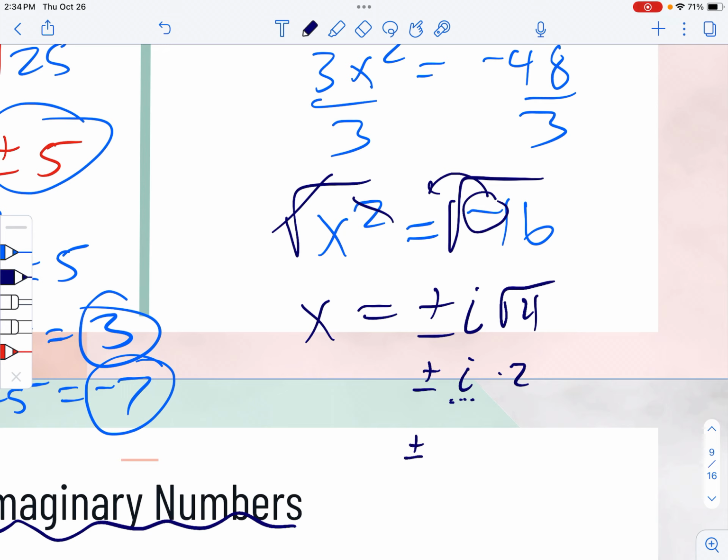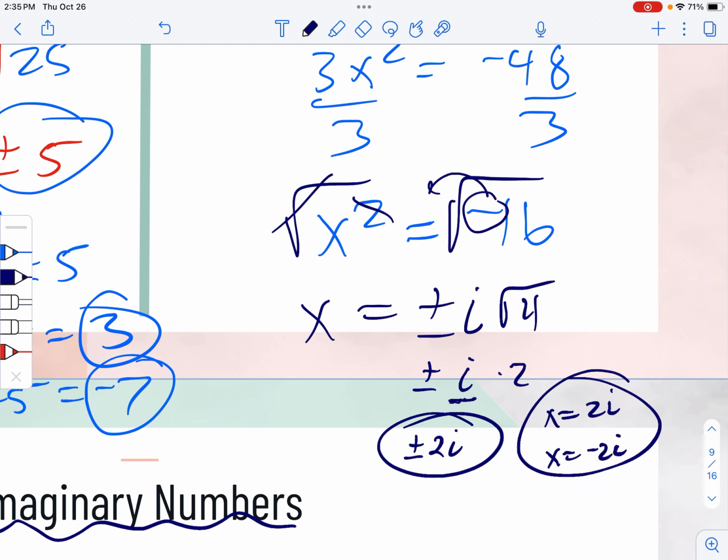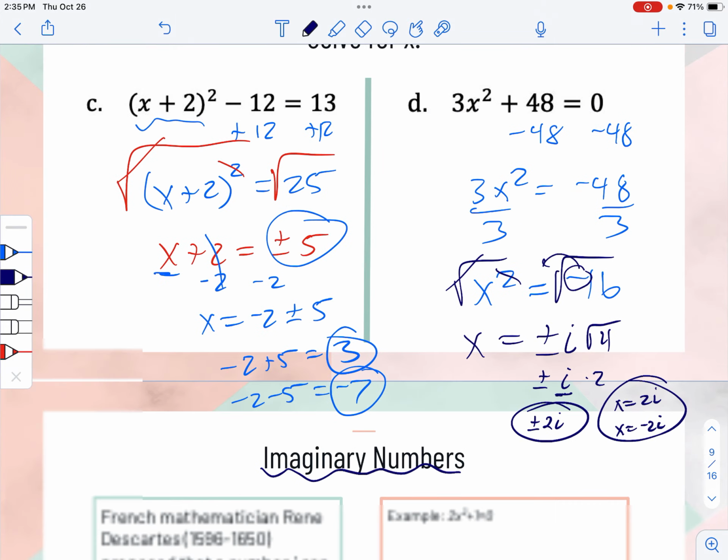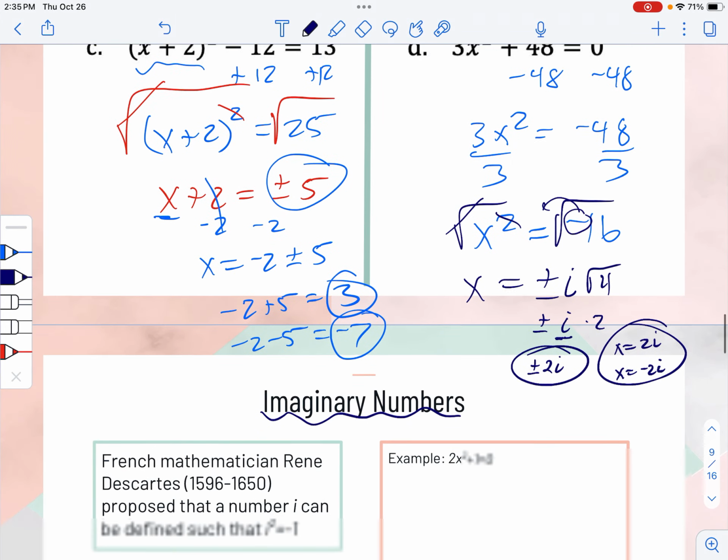How would I write this? Well, it's plus or minus. You kind of treat that like a variable. You just say 4i. Plus or minus 4i. So technically x equals 4i and x equals negative 4i. And they're both imaginary numbers, and that's it.